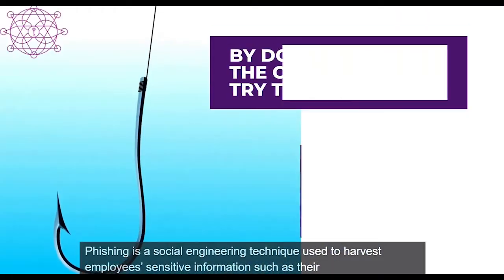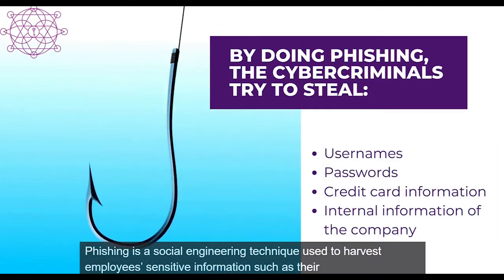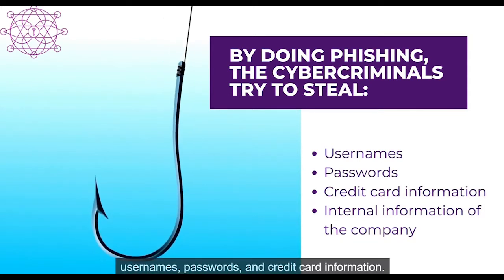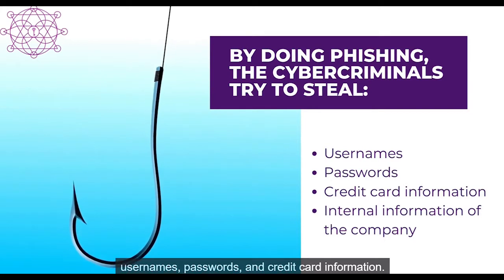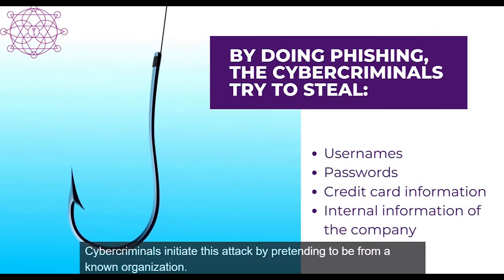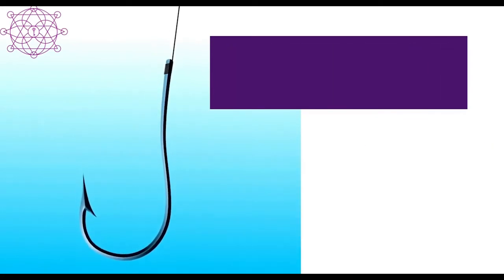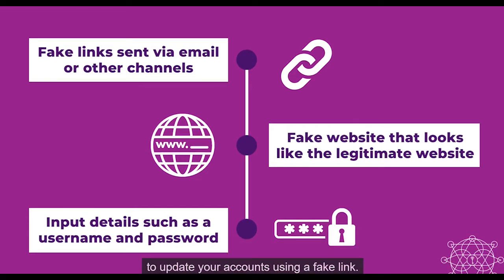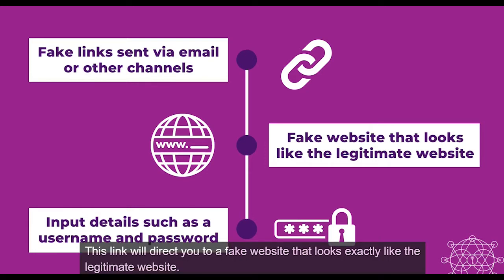Phishing is a social engineering technique used to harvest employees' sensitive information, such as their usernames, passwords, and credit card information. Cybercriminals initiate this attack by pretending to be from a known organization. They will send out fake account updates via emails, instant messages, and text messages, asking you to update your accounts using a fake link. This link will direct you to a fake website that looks exactly like the legitimate website.